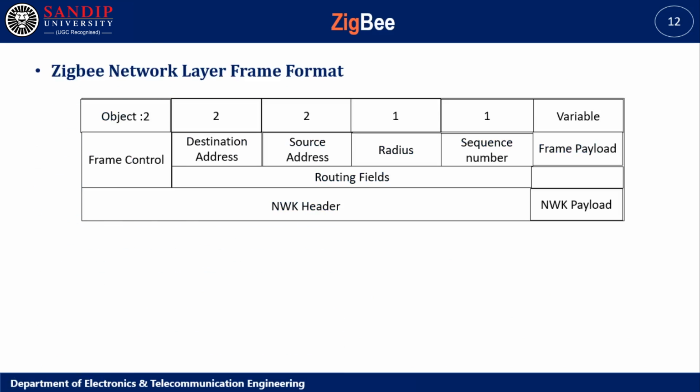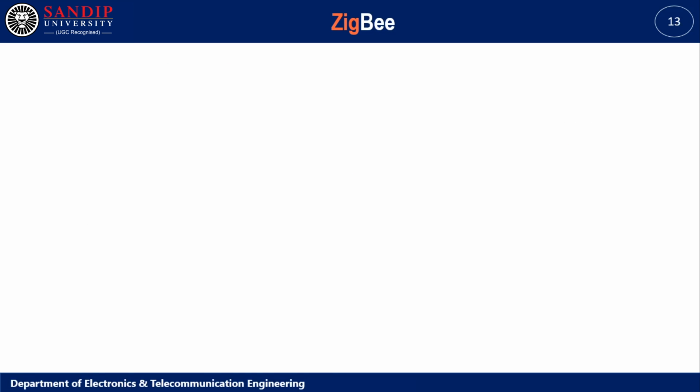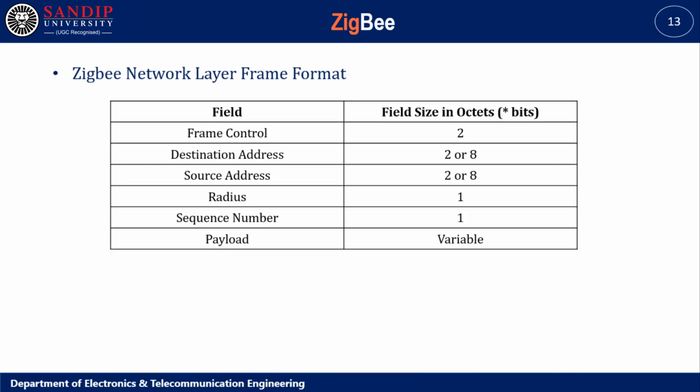ZigBee network layer frame format. Figure shows the ZigBee NWK frame format. The table shows the field and field size in octets. Frame control is of 2. Destination address is a 2 or 8. Source addresses are 2 or 8. Radius is 1. Sequence number is 1 and payload is variable.